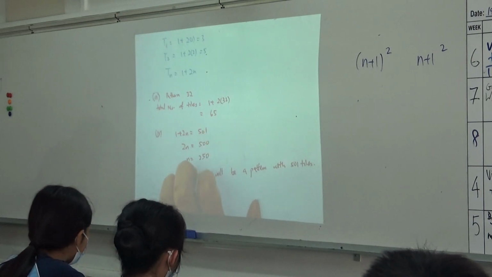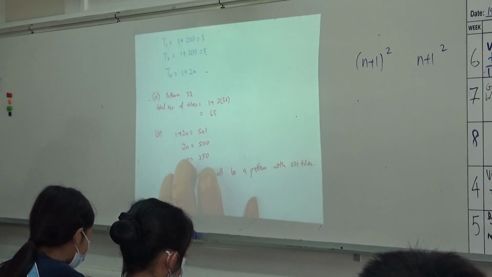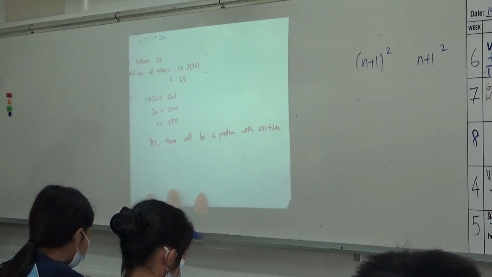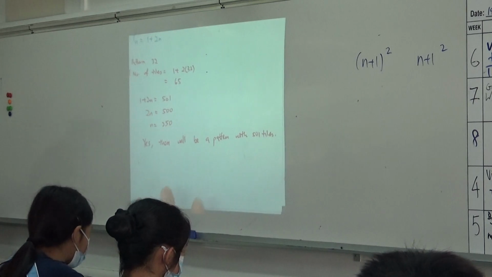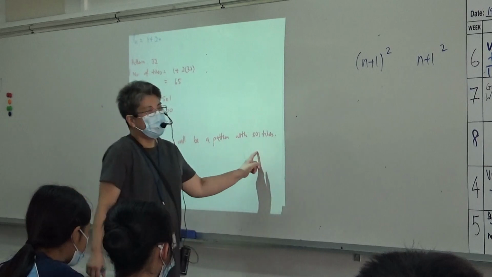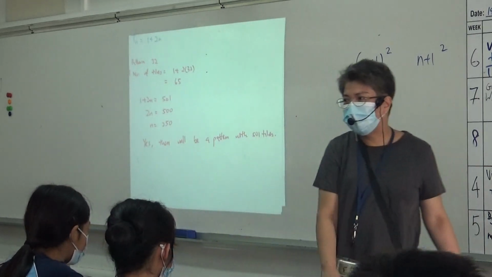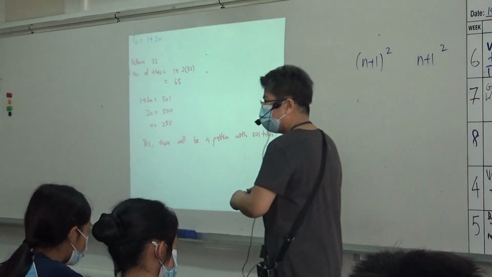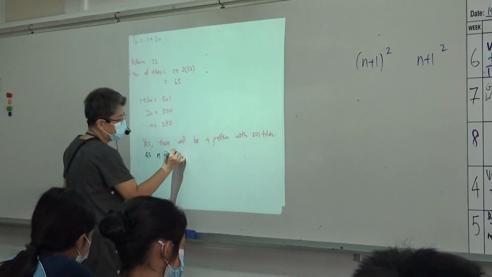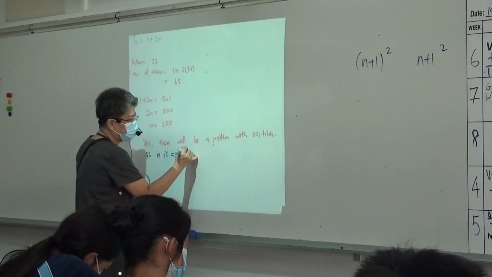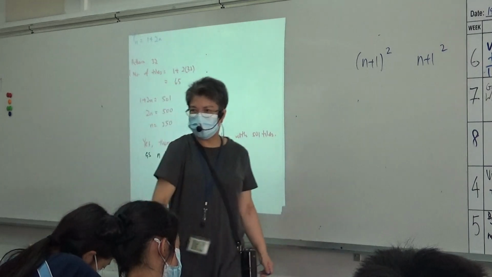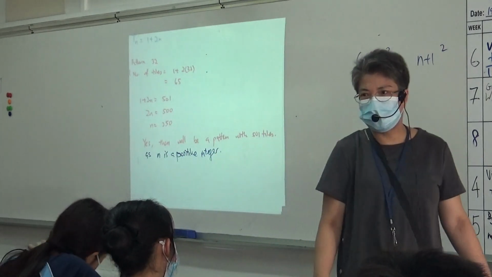Okay. Now, let me ask you. Will there be a pattern with a total of 501 tiles? Okay. I solve. I have this. I mixed up something again. What must I add? N is a positive integer. It is compulsory to say that.